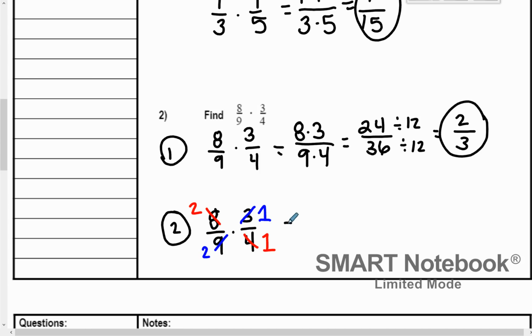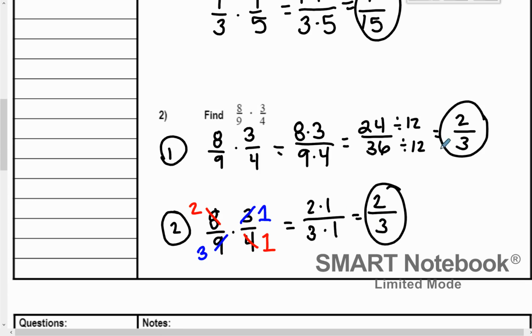When we go back to multiplying now, we have 2 times 1 for our numerators, and 2 times 1, oh sorry, this is not a 2. This is a 3. 9 divided by 3 is 3, not 2. Caught my mistake. So I'm going to take 3 times 1 down here. For my numerator, I got 2 times 1, which is 2. Denominator, 3 times 1, which is 3.